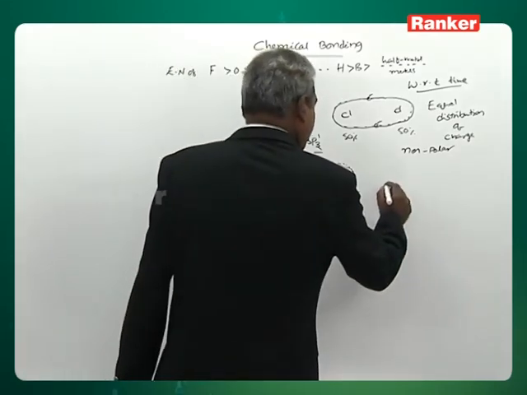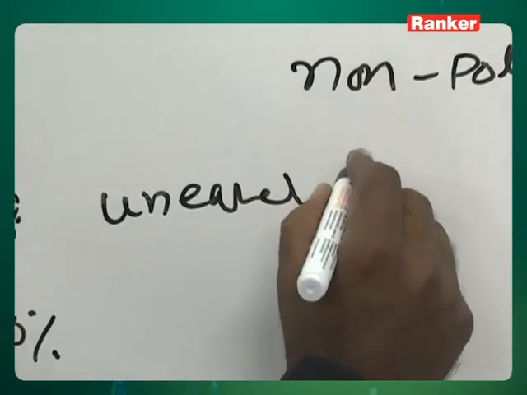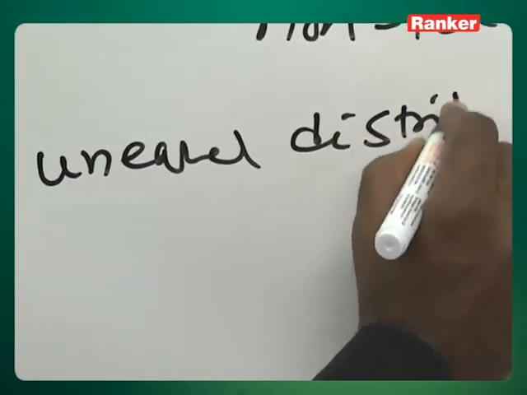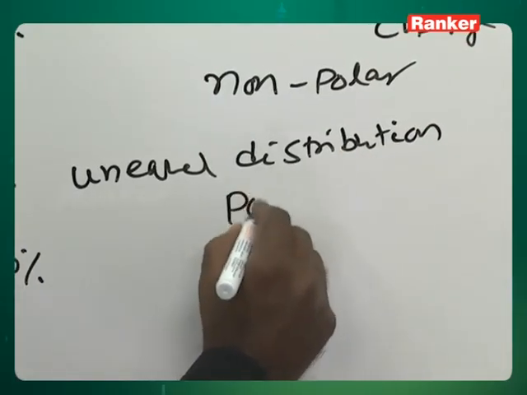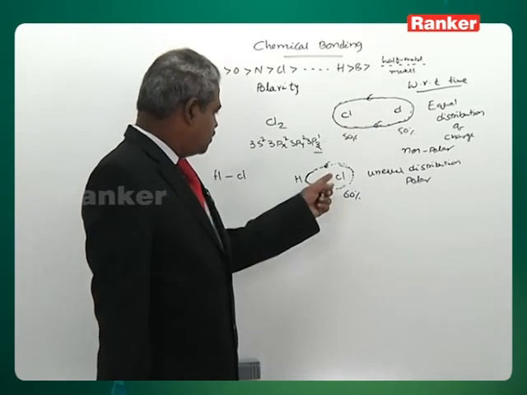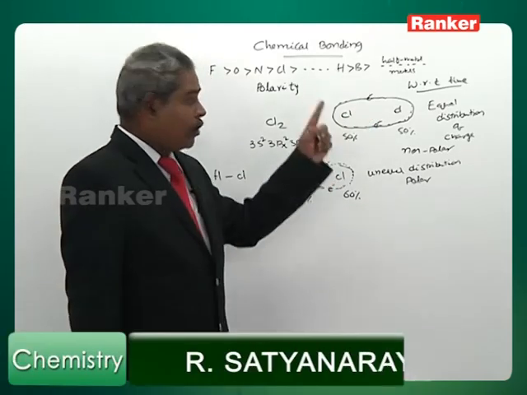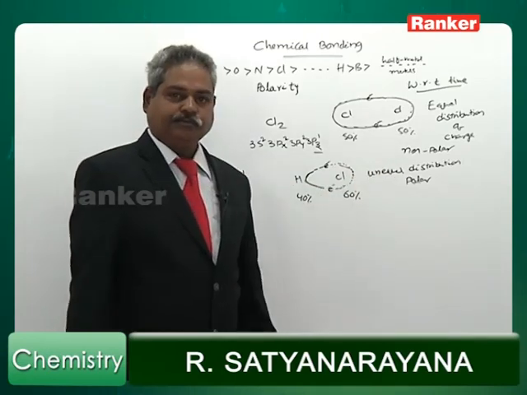Therefore, this is called unequal distribution. This is called a polar covalent bond. Polar. This is also a covalent bond, but that is a non-polar covalent bond, and this is a polar covalent bond.